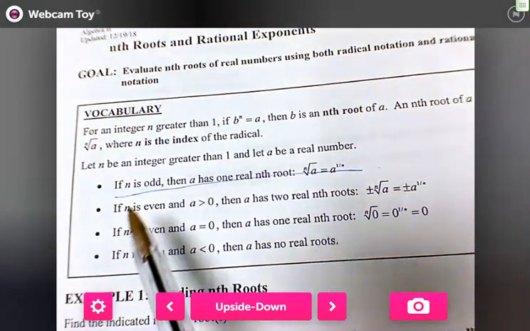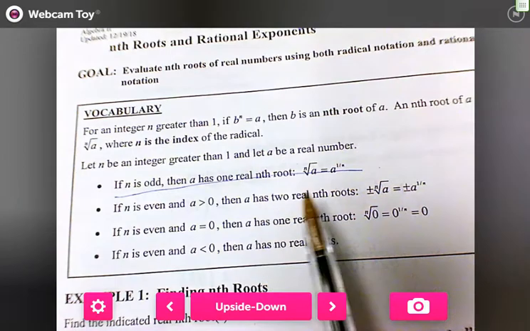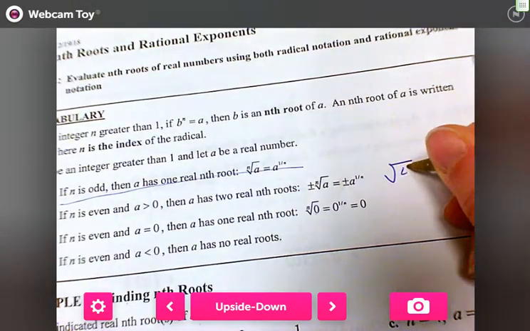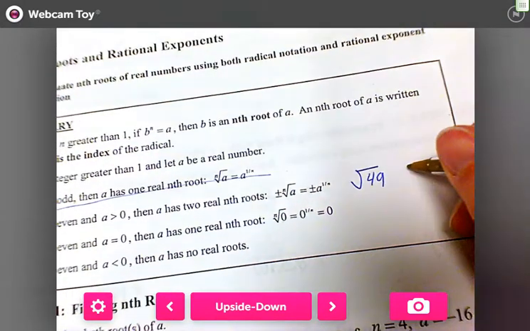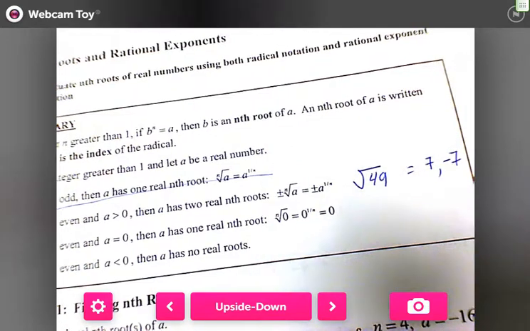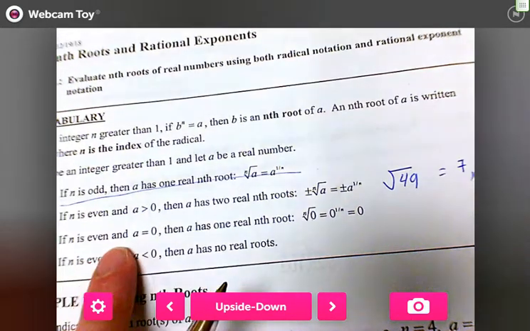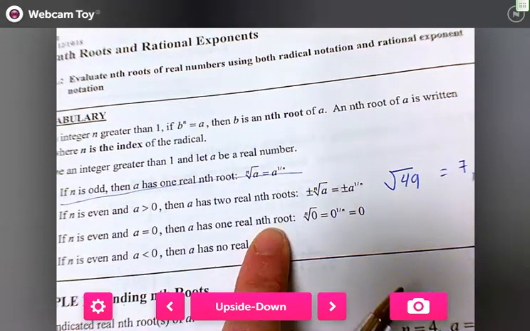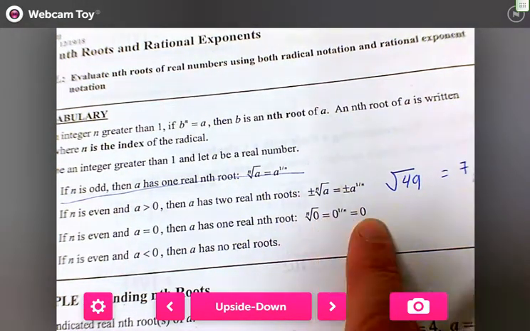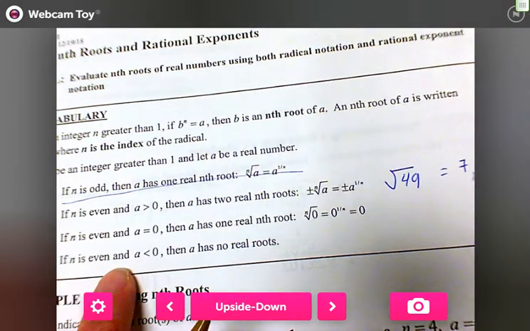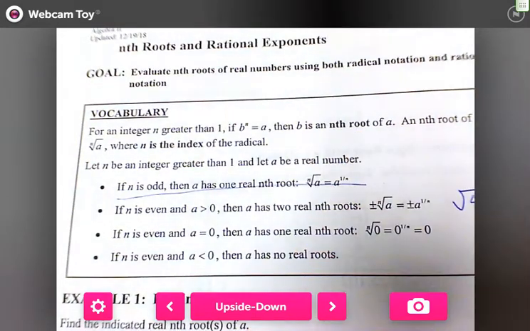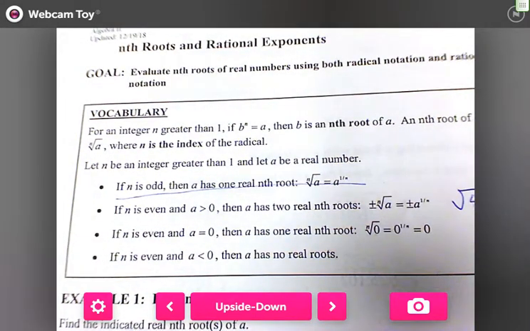Okay, if n is an even number, then a has two real nth roots, plus or minus. Like I said, if we took the square root of 49, there are two answers. We've got 7 and negative 7, because a negative times a negative is a positive. Okay? If n is even and a equals 0, then a has one real root. Okay? If you take 0 to anything, it's going to be 0. And if n is even and a is less than 0, then a has no real roots. Okay? So these are just little rules about roots, and we'll talk about them more as we do this.